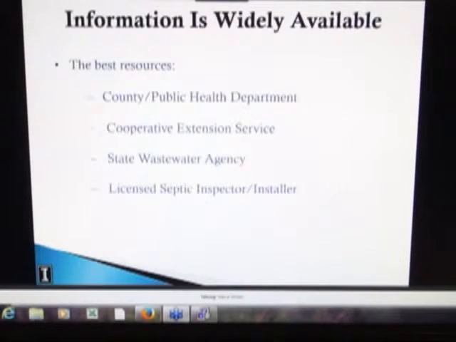As I mentioned, information is widely available. The best places to go are your county or public health department. And initially, it depends on what state you live in. Every new septic system gets inspected in some states, and they have folks who are devoted to that. They certainly know all the rules and issues.